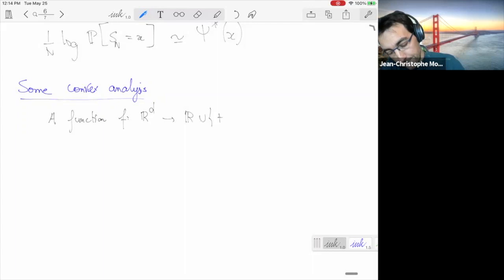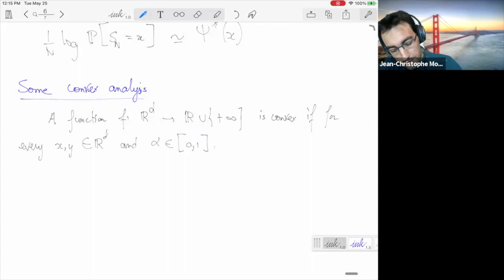So for my convex analysis part, I'm going to only focus on functions defined on R^d. And for convenience, I allow the function to also take the value plus infinity if it wants. And we say that f is convex if for every x, y in R^d and alpha between 0 and 1, we have that f of alpha x plus 1 minus alpha y is smaller than or equal to alpha f of x plus 1 minus alpha f of y.